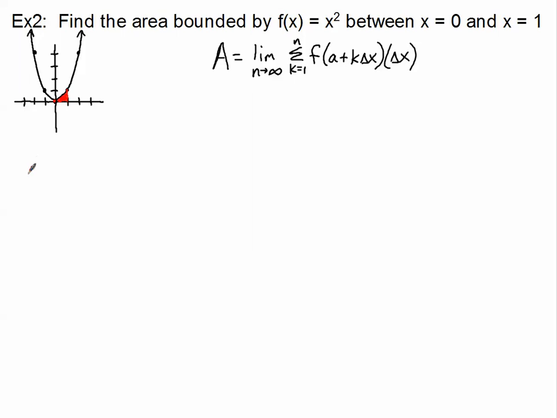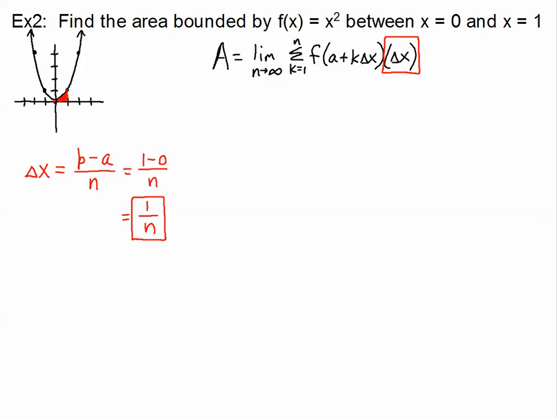I'm going to do delta x over here. Delta x is b minus a divided by n. In this case, b is 1 and a is 0. So this is simply going to be 1 minus 0 divided by n is going to stay n. So this is 1 over n. Put a box around that. That is going to go right here.